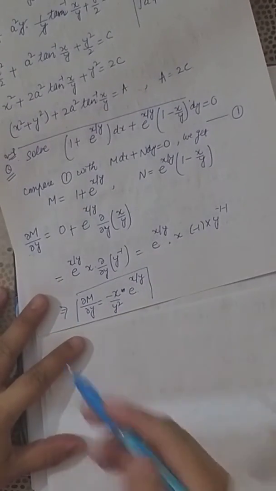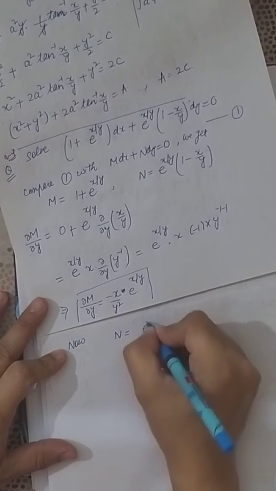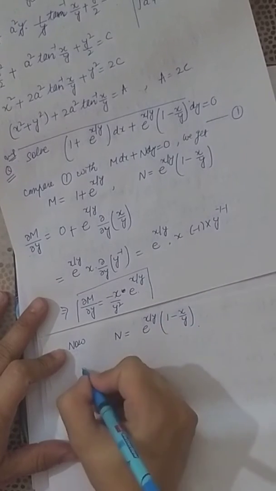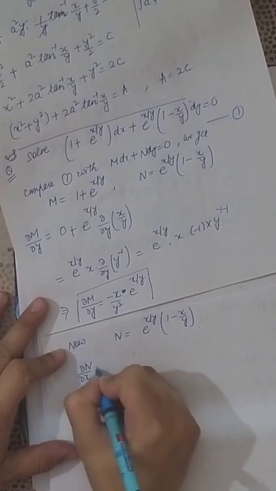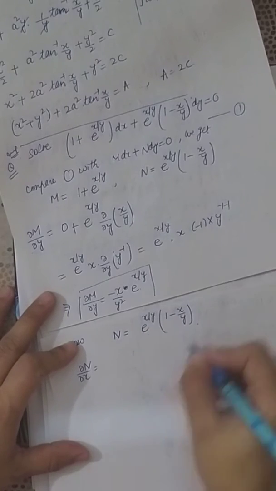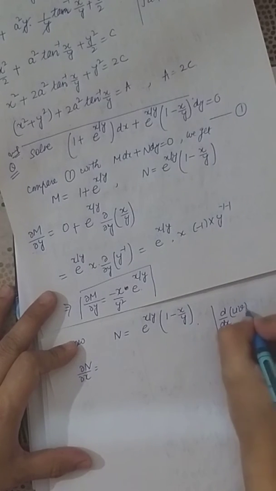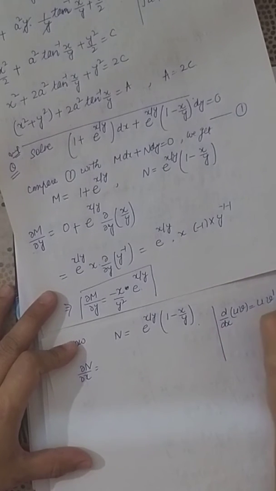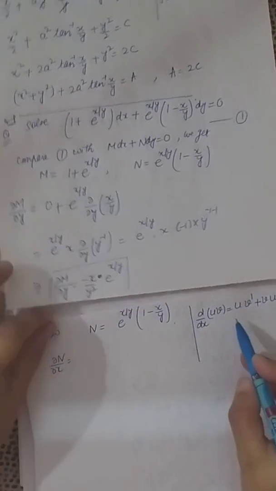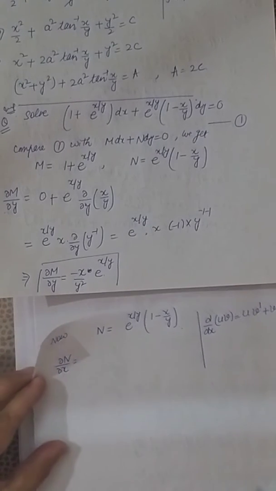Now we will evaluate partial derivative of n with respect to x. Now n is e power x over y into 1 minus x over y, and we have to evaluate partial derivative of n with respect to x. Now both of these are functions of x, therefore I will apply the formula u into v. That means if you have to find derivative with respect to x of u into v, this is u as it is v dash plus v as it is u dash. Dash stands for derivative. That means first of all I will write u as it is, then take the derivative of v plus v into derivative of u with respect to x.